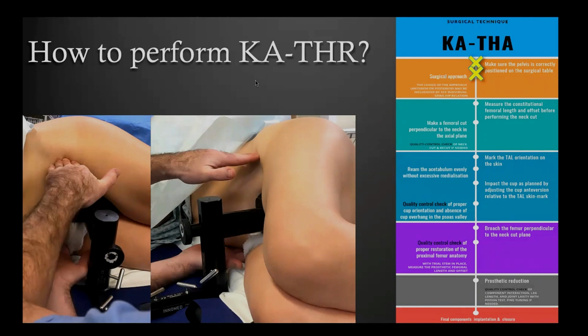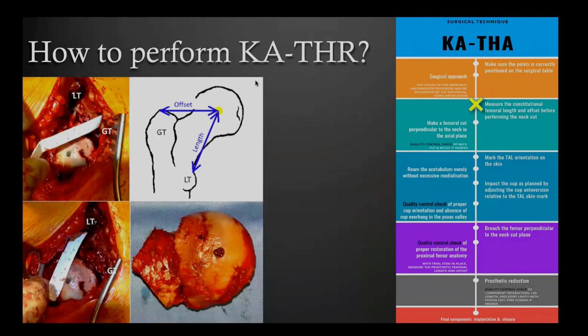You do the posterior approach. When your proximal femur is exposed, you mark the center of the femoral head. You also put a mark on the greater trochanter and the lesser trochanter, and you measure the medial offset.